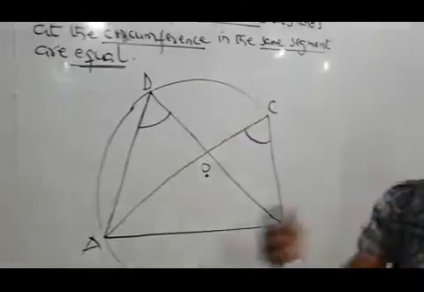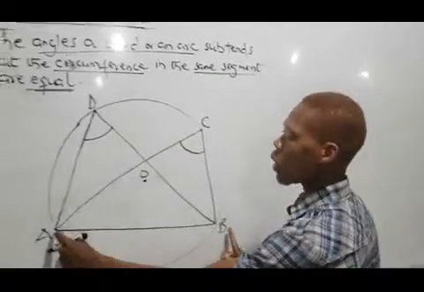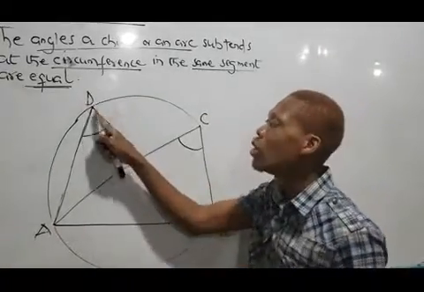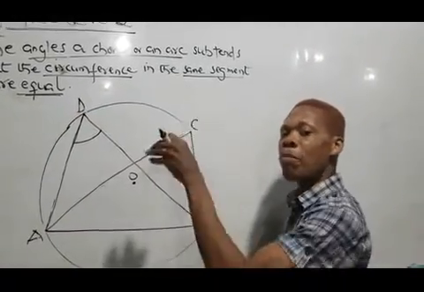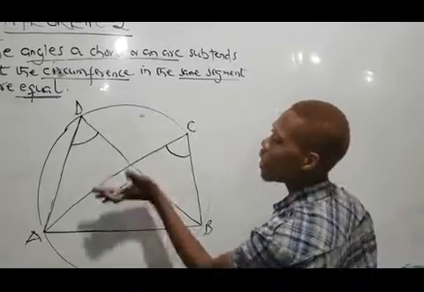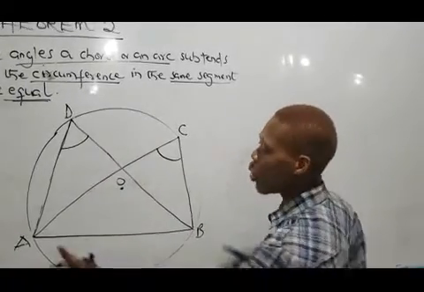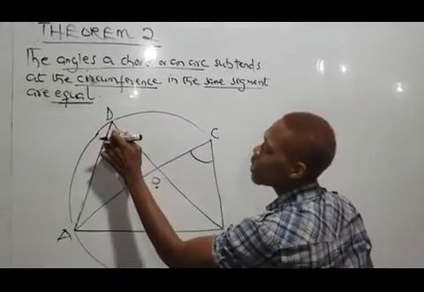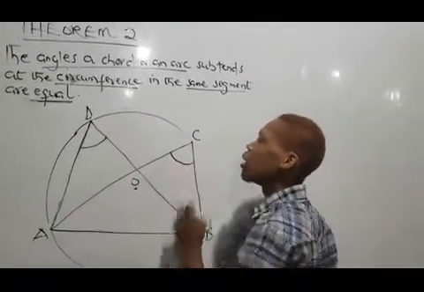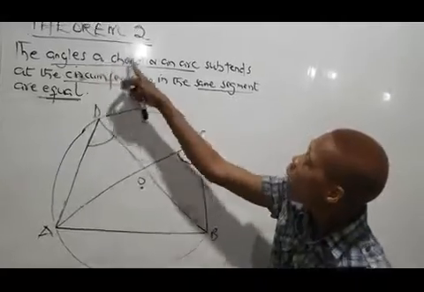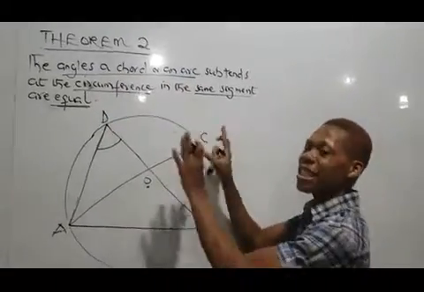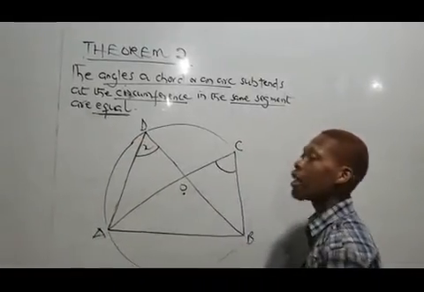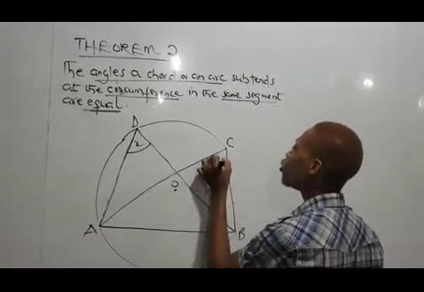So one chord, the same chord AB, is subtending C at the circumference. The same chord AB is subtending D also at the circumference. And they are both in the same segment, the major segment. So because AB subtends both D and C in the same segment, the angle D here will be equal to the angle C. Because it says that the angles that a chord will subtend at the circumference in the same segment are equal. So assuming the angle at D is X, then the angle at C is also going to be X.